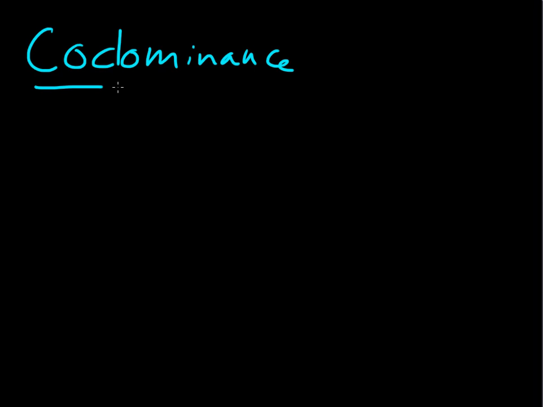Hi. So for this video, we'll talk about another genetic pattern. Okay, codominance. Codominance, just like incomplete dominance, is another variation of heredity. Now, I just want to point out that codominance and incomplete dominance are very similar. There's just a small, slight difference in the definition.